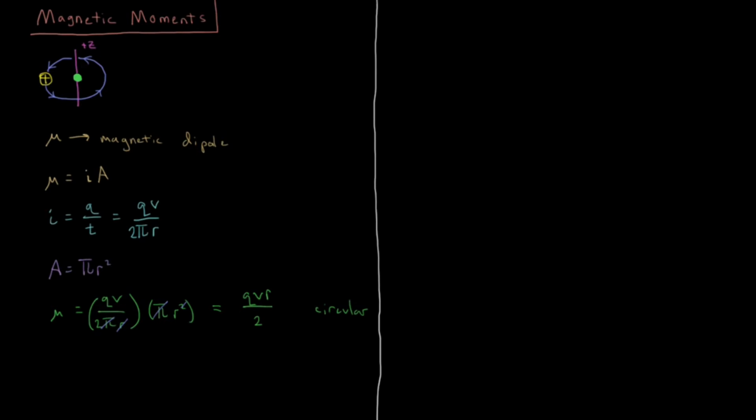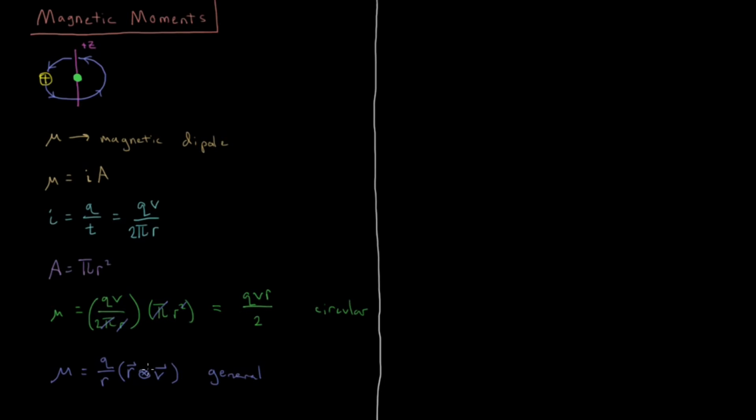And we can generalize this by going to the more general case of saying it is the charge over 2 times the radius vector r, the vector from the central point to our particle, crossed with the velocity. So we have r cross v there, which is true for any kind of general path orbiting a central point. That's our general path. That doesn't have to be circular.